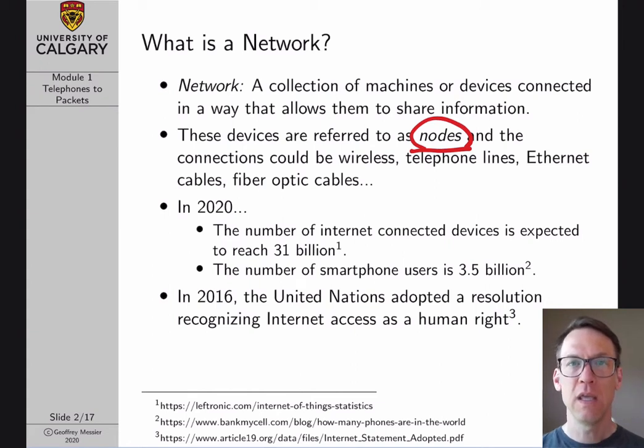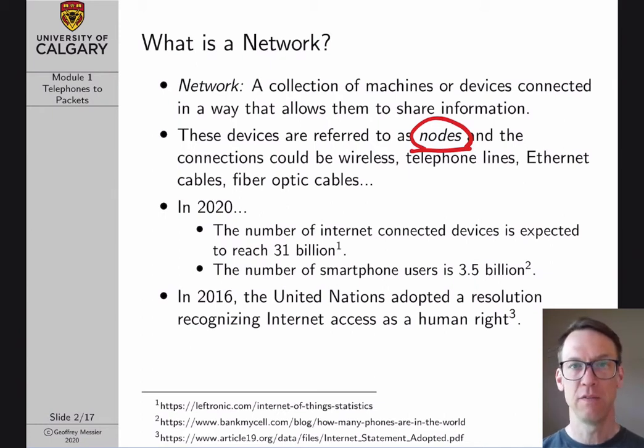And so in 2020, the number of internet connected devices is expected to reach 31 billion. That's a massive number. When you think about how to connect 31 billion devices together so they can all communicate, it's a fascinating technical problem. And one of the most high profile network devices, obviously these days, is smartphones. We're approaching 3.5 billion smartphones in 2020.